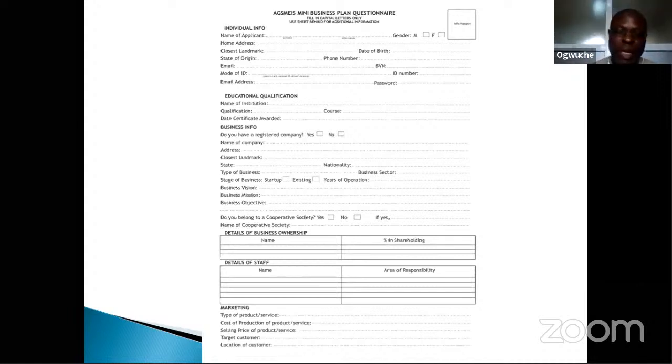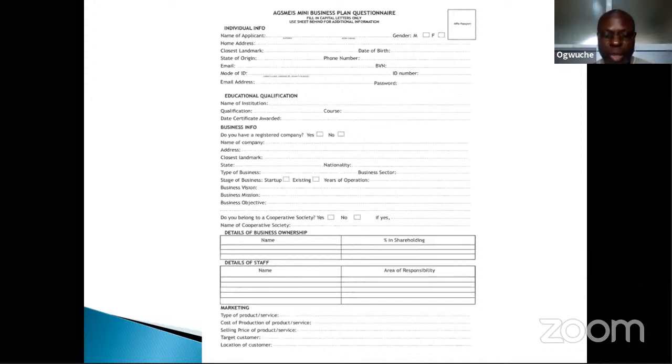A supplier of eggs, and then of course chicken meat. Okay, so that is the business objective. The next is, do you belong to a cooperative society? If you are, you say yes. If no, say no. If it's yes, then name the cooperative.